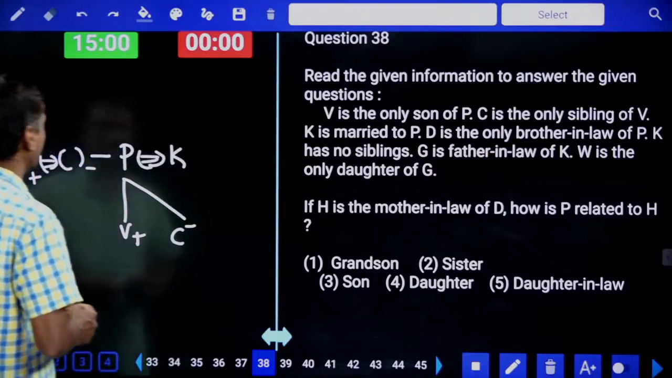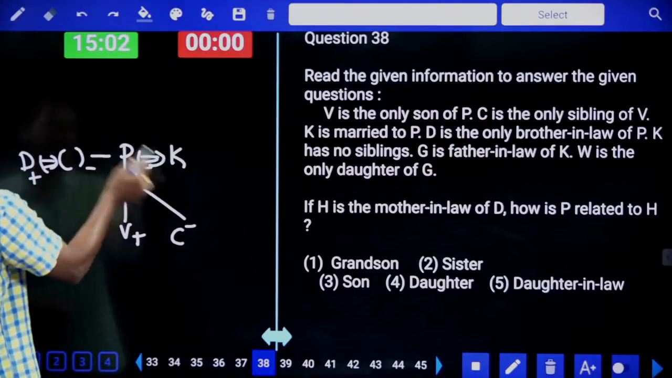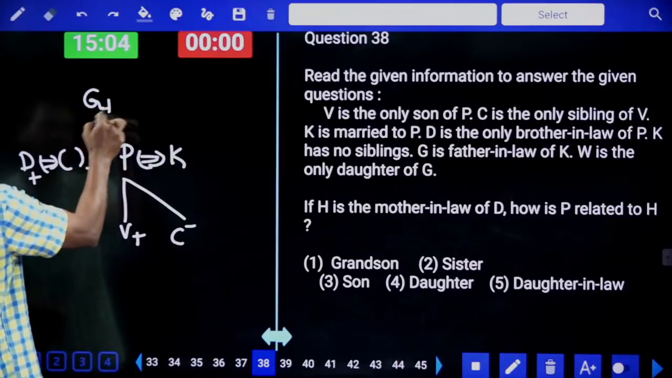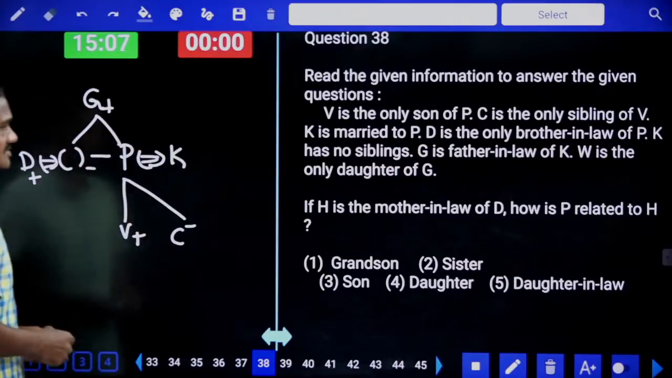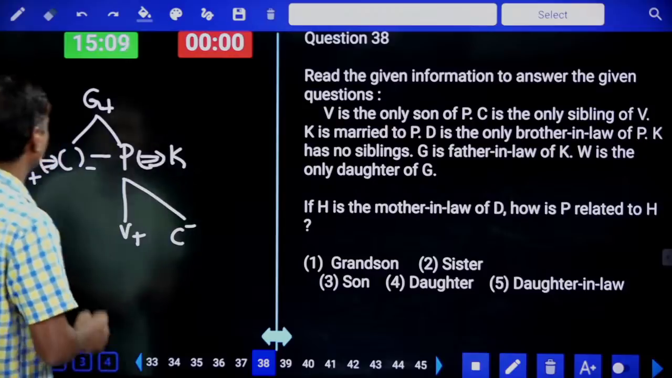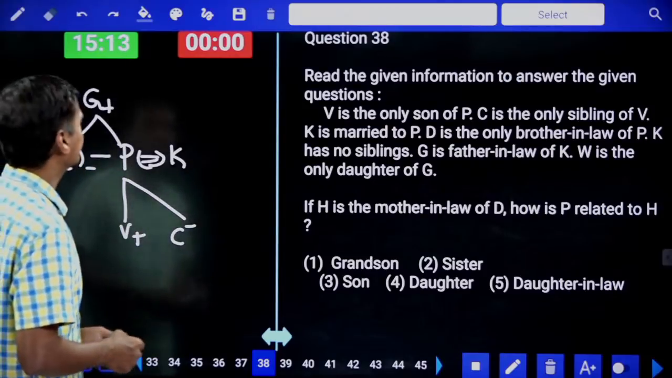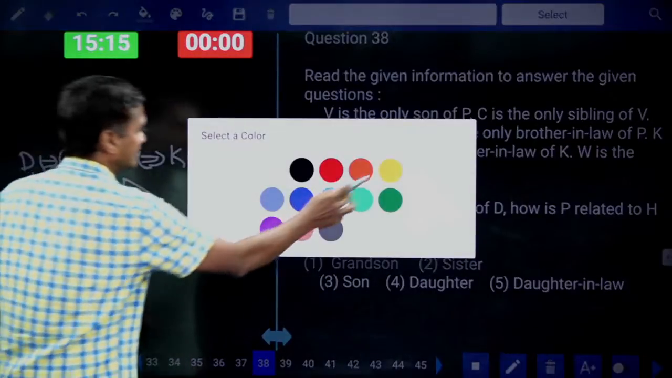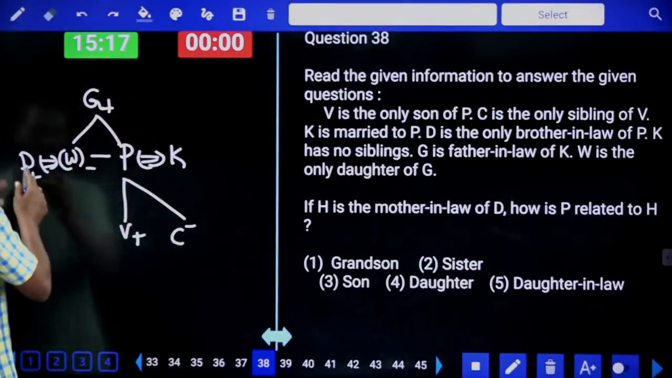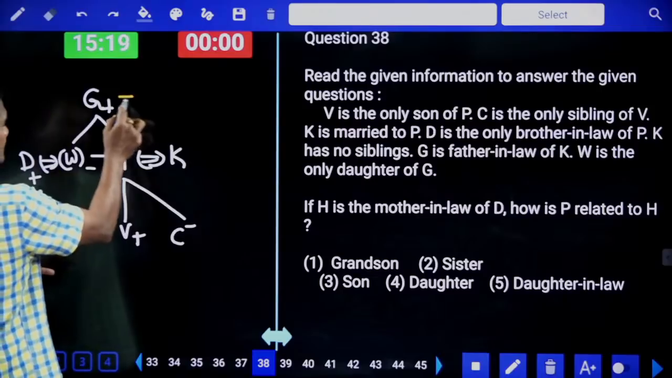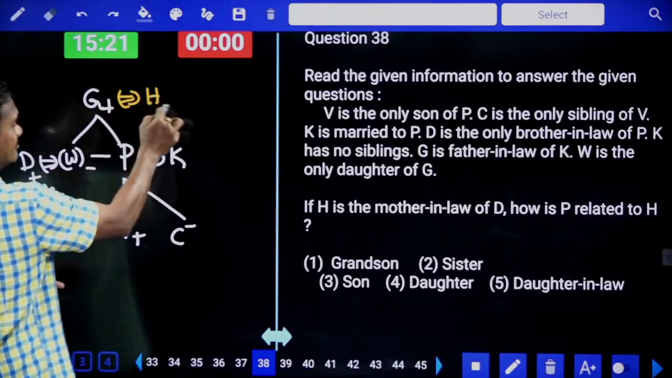G is the father-in-law of K. Now G being the father-in-law of K means this G is the father-in-law of this P and this P's sister. And W is the only daughter of Z. Hence W must be the wife of this D. Then H is the mother-in-law of D. What is the information we have? H is the mother-in-law of D. That means D's wife's mother is H. Hence G and H are a married couple.